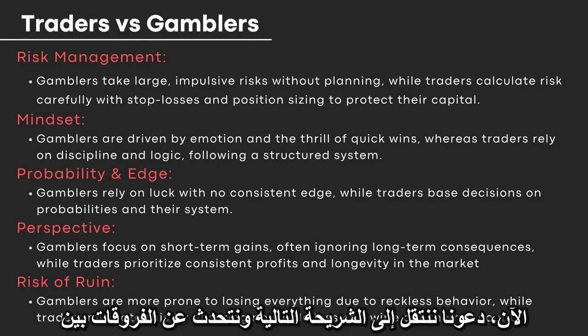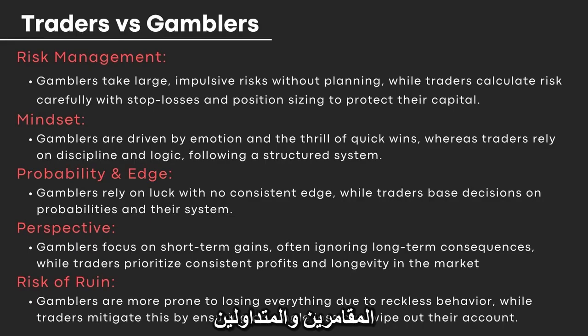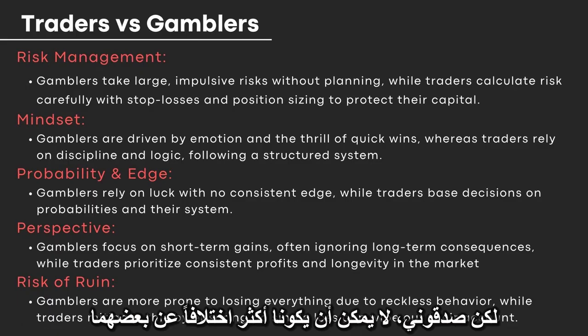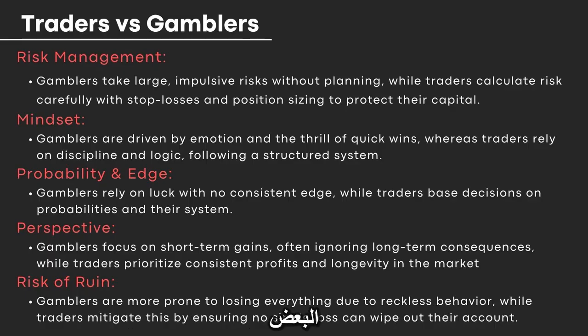Now, let's move on to the next slide and talk about the differences between gamblers and traders, because sometimes people tend to blur the line between the two, but trust me, they couldn't be more different from each other. First up on the list is risk management. Gamblers are all about taking big, impulsive risks, and their whole strategy is just to rely on luck and hope for things to happen. There's no real planning there.